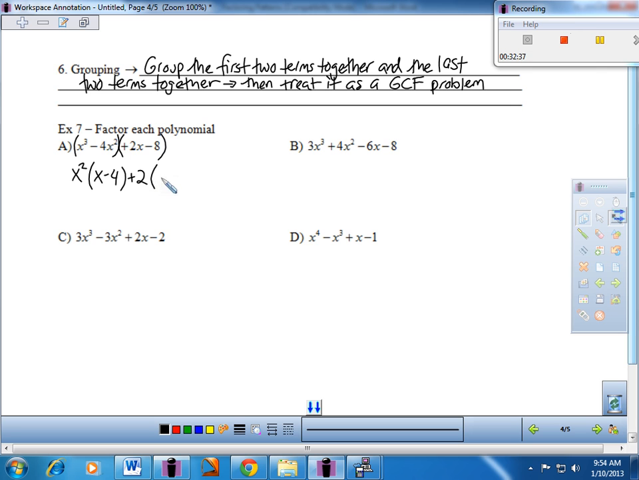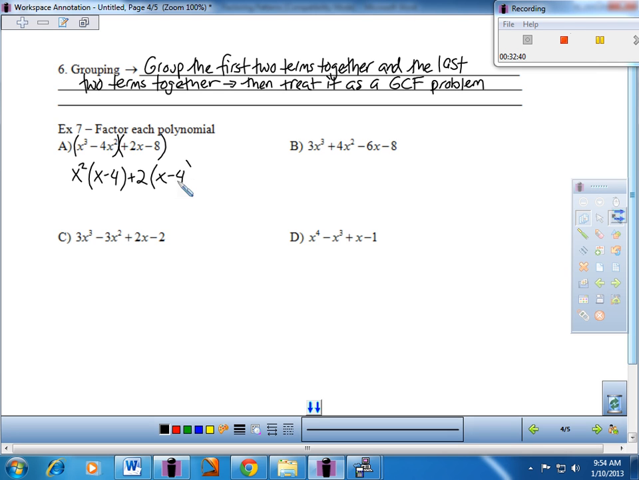And notice what happens when you pull out the 2. You get that same x minus 4. And that's how you'll know if it can be grouped. If you get this piece right here that are the same, then you know it's going to be done by grouping. If not, then I'm afraid it just can't be grouped.